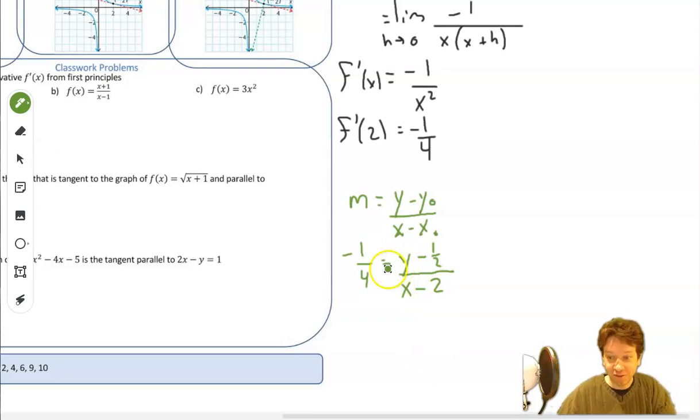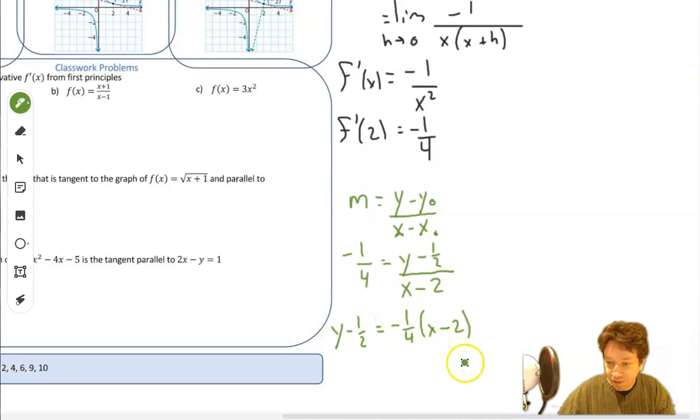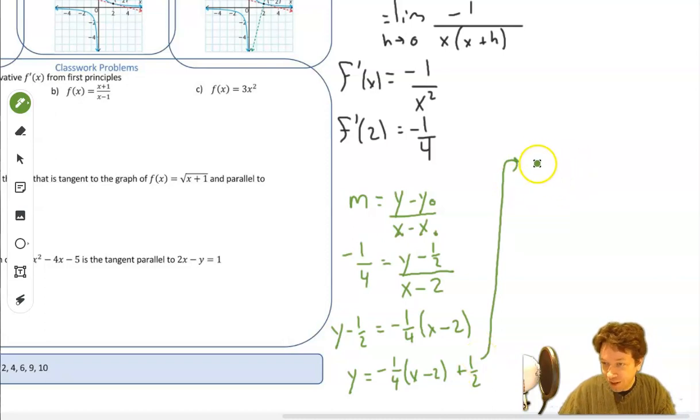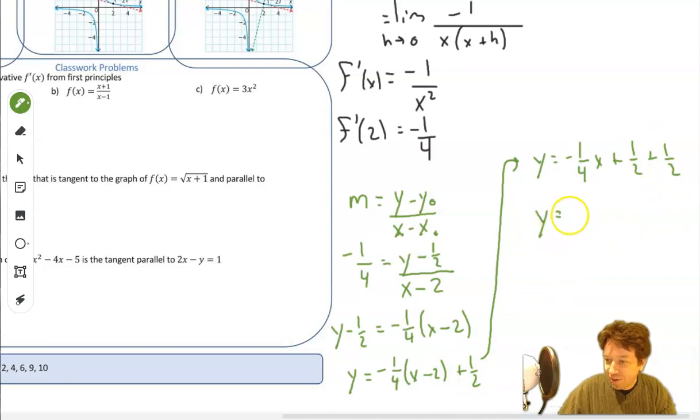So now I just have to rearrange and solve for y. So you're going to get y minus 1/2 equals -1/4 times x minus 2, or y equals -1/4 times x minus 2, plus 1/2. And if you want, you can leave it like that, or you can expand to slope-intercept form and write it as y equals -1/4 x, and then we get plus 2/4, which is plus 1/2, and we still have this plus 1/2. So y equals -1/4 x plus 1.